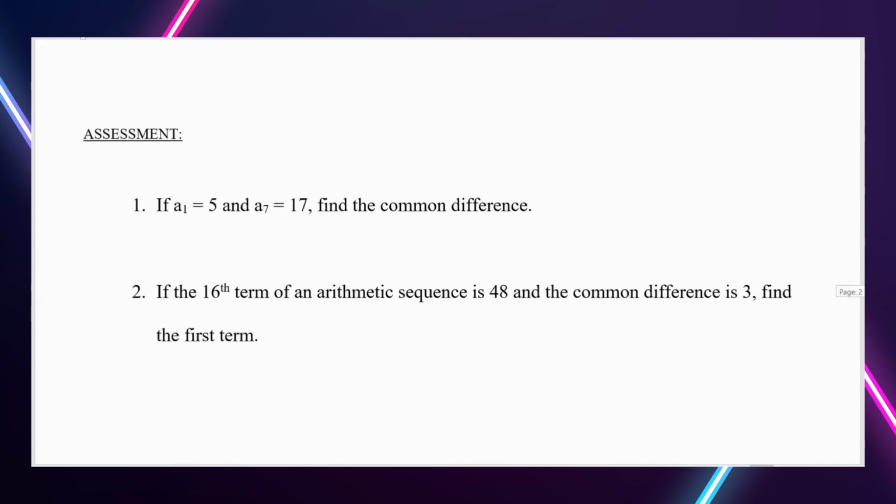For your assessment, try to answer if a sub 1 is equal to 5 and a sub 7 is equal to 17, find the common difference. And the second one, if the 16th term of an arithmetic sequence is 48 and the common difference is 3, find the first term.